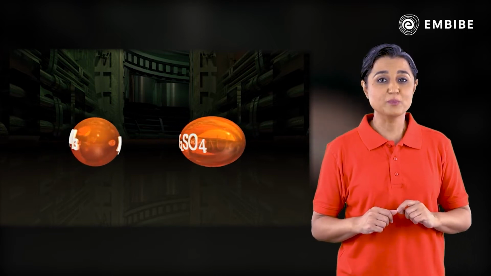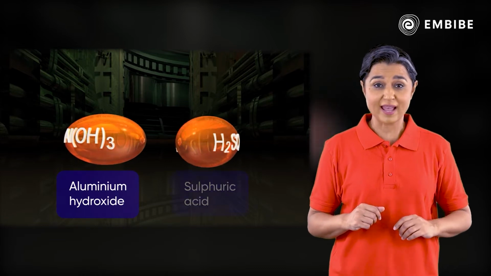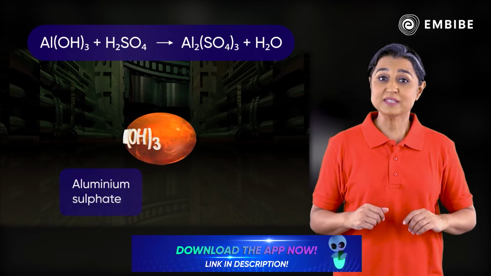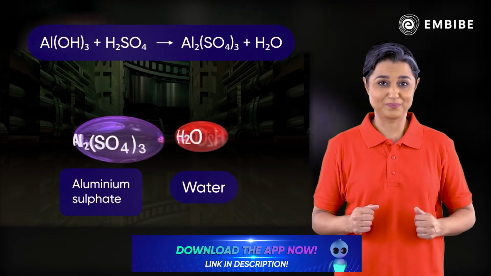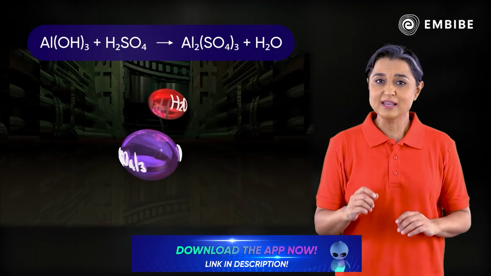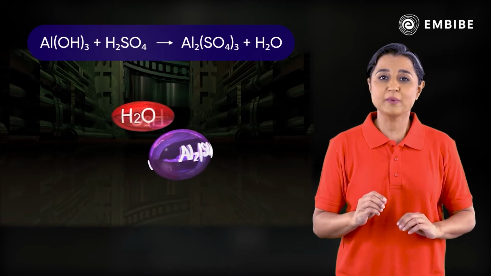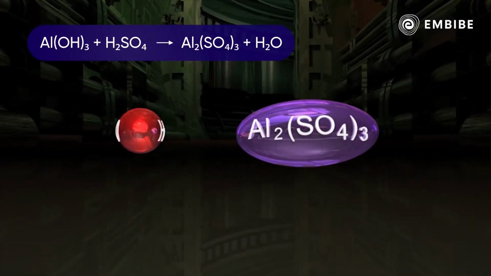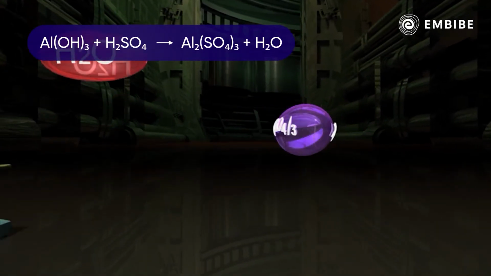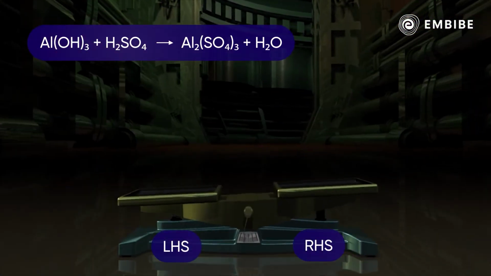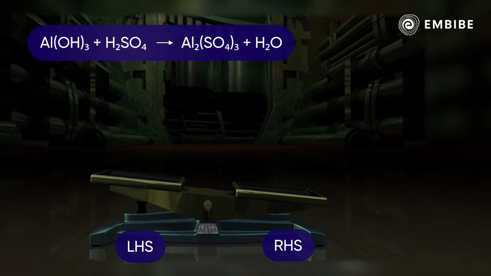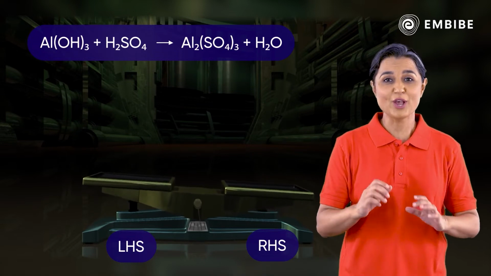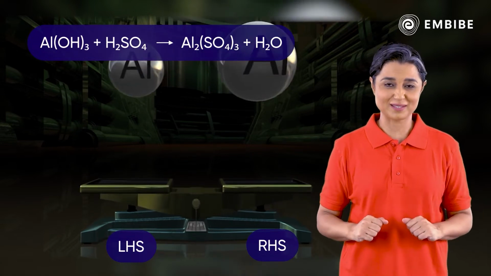Consider the reaction between aluminium hydroxide and sulfuric acid, which gives aluminium sulfate and water. Let us initially see the equation with the chemical formulae of reactants and products. We need to balance the number of atoms on the left-hand side with that on the right-hand side. This is done by adjusting the coefficients of reactants and products.